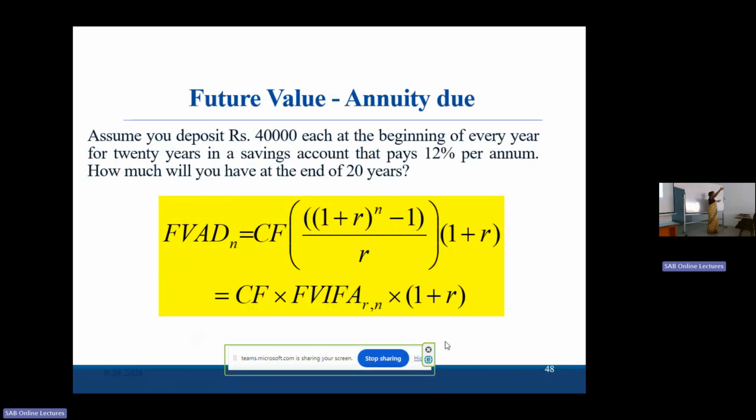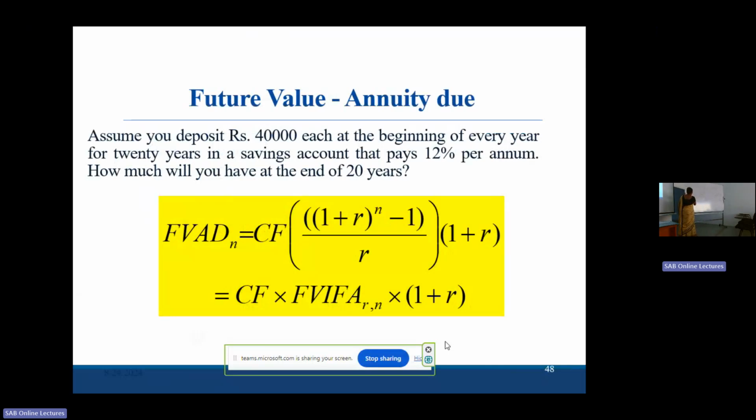They have to be compounded one more time. The ordinary annuity factor has been compounded less. If you take the table structure, it is compounded less. So in order to adjust that, you have to multiply the ordinary annuity factor by 1 plus r. That's all. Now if you apply the formula also here, you can see this relationship.